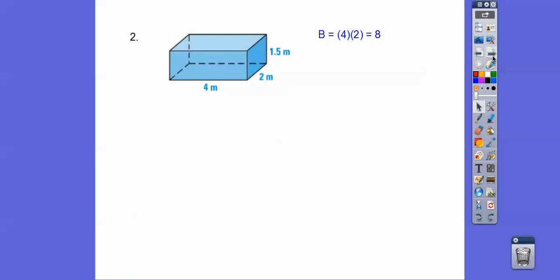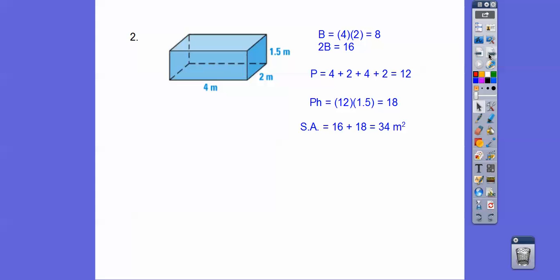The base is 4 times 2, so we got 2 bases, which is going to be 16 right there, and the perimeter is going to be from the base 4 plus 2 plus 4 plus 2. Okay, so we're going to get 12 on that, so the ph is going to be 12 times 1.5, so add them together. That one's an easy one right there.